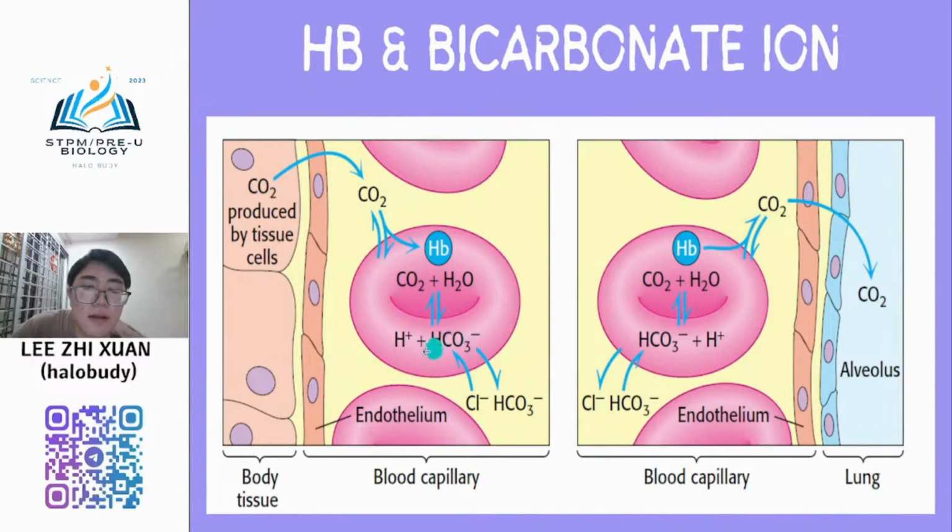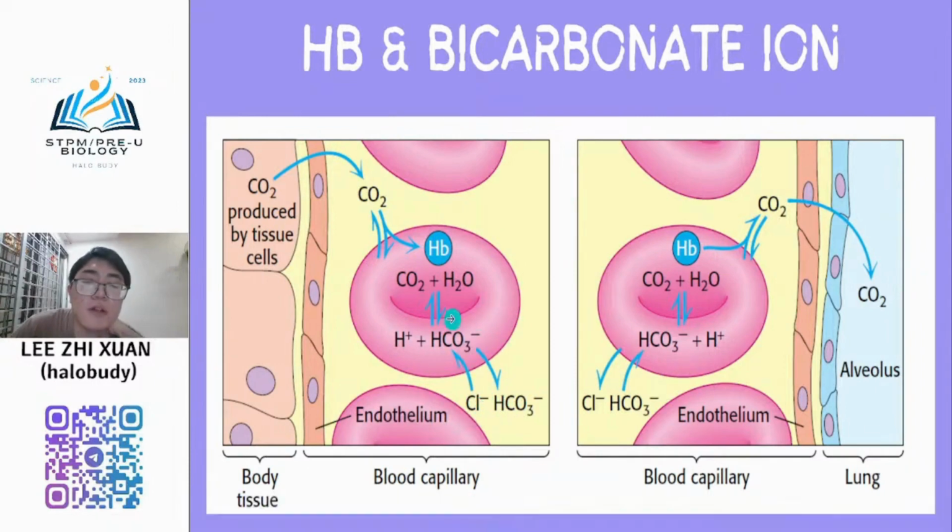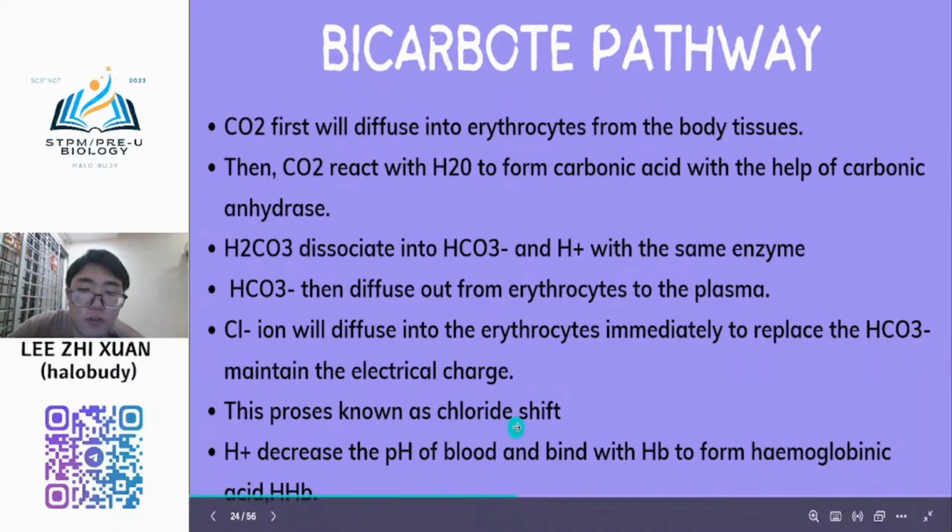Once it forms these ions, the bicarbonate ion diffuses out from the erythrocyte into the blood plasma, and at the same time the chloride ion diffuses back into the erythrocyte. Why? Because it needs to balance the electrical charge inside the erythrocyte. Once the bicarbonate ion is released, the charge inside the erythrocyte is imbalanced, so the chloride ion diffuses into the erythrocyte. This process is called the chloride shift.